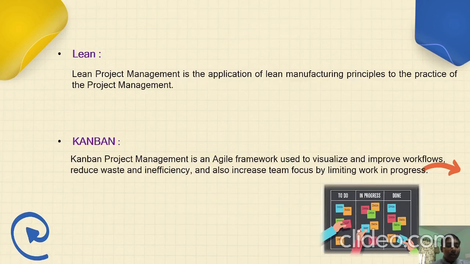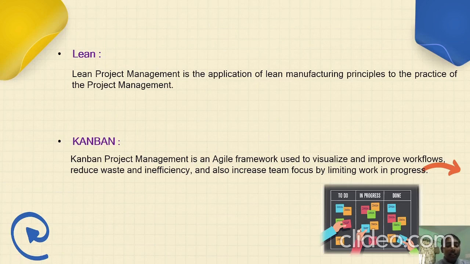The next is lean project management. It is the application of lean manufacturing principles to the practice of project management. The goal of lean project management is to maximize value while minimizing waste. Lean manufacturing principles were developed by Toyota in the 1950s and applied in the 1970s to combat the energy crisis.